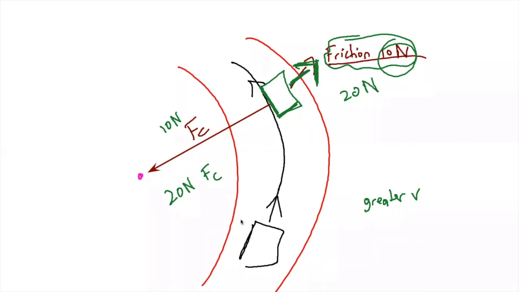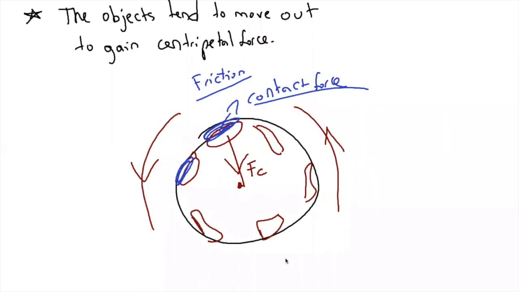But you should also know that when my car is moving in this circular motion, that force you're talking about is the centripetal force. So this statement says that objects tend to move out to gain the centripetal force. The same thing is happening here. When my clothes are moving out and the speed of my washing machine is increasing, the contact force between the clothes and the walls of the washing machine is increasing.